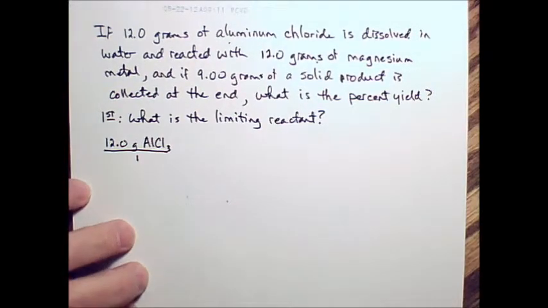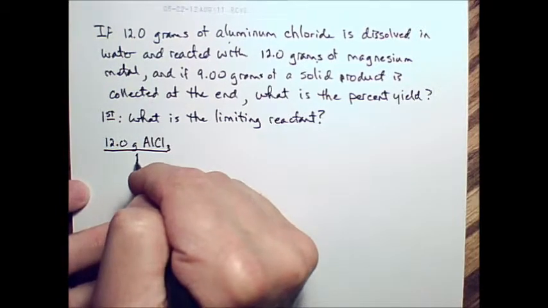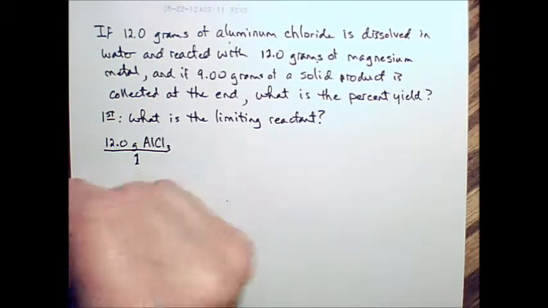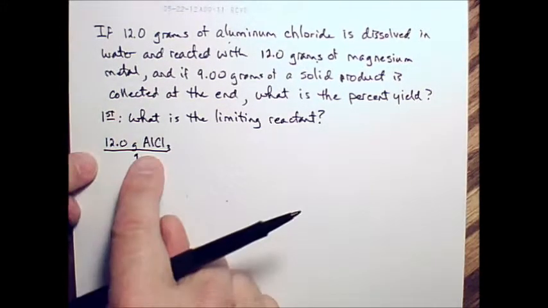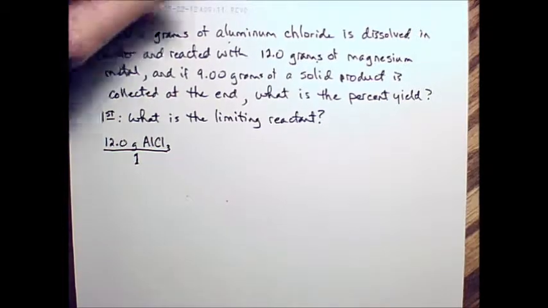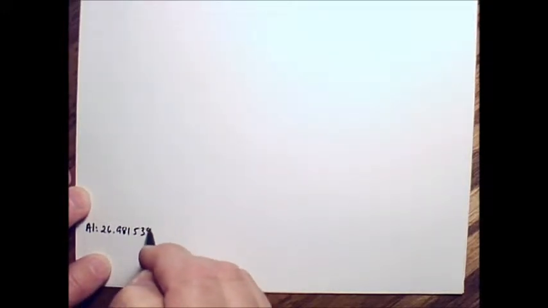Okay, and we're going to start by putting that over 1. For all of our stoichiometry that we've done in this class, we always start with the starting amount over 1. I need to calculate the molar mass of aluminum chloride. So we're going to have aluminum here, and we're going to go to the periodic table and find its atomic mass, and it's 26.981538. There's only one aluminum in the formula, so I'm going to multiply that by 1.